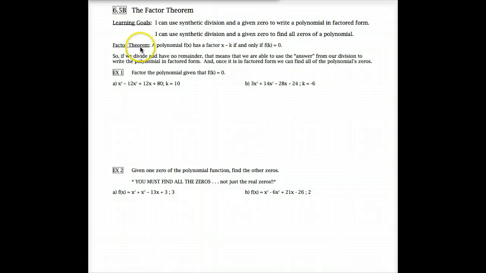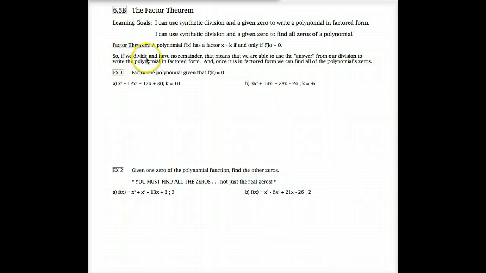The factor theorem is what we're focusing on today, and it says that any polynomial, so f of x, has a factor x minus k if and only if f of k equals 0. So what that is saying is it's only a factor if when you plug that in, you get 0, which makes sense because a factor means it divides it evenly. So if you got a remainder, then it wouldn't be a factor. So this f of k equals 0 means that there is no remainder.